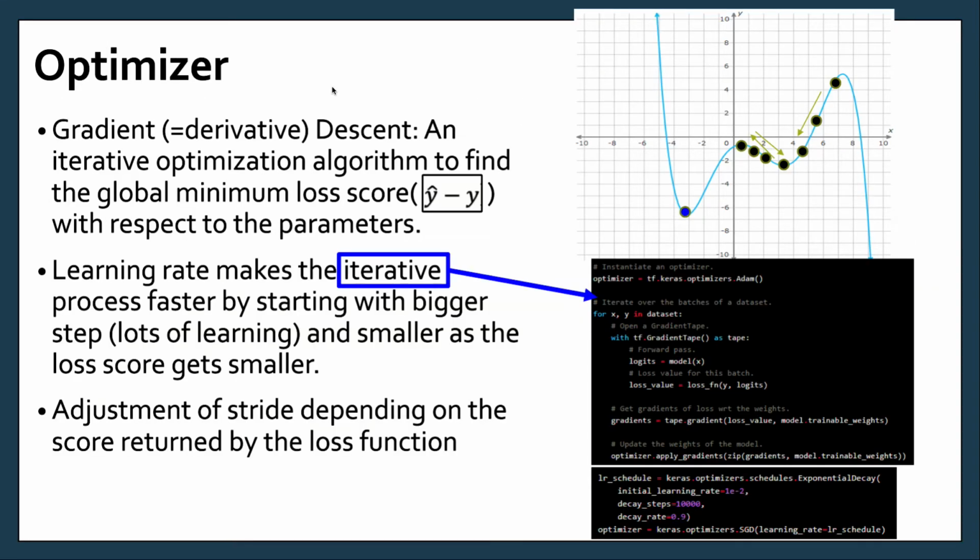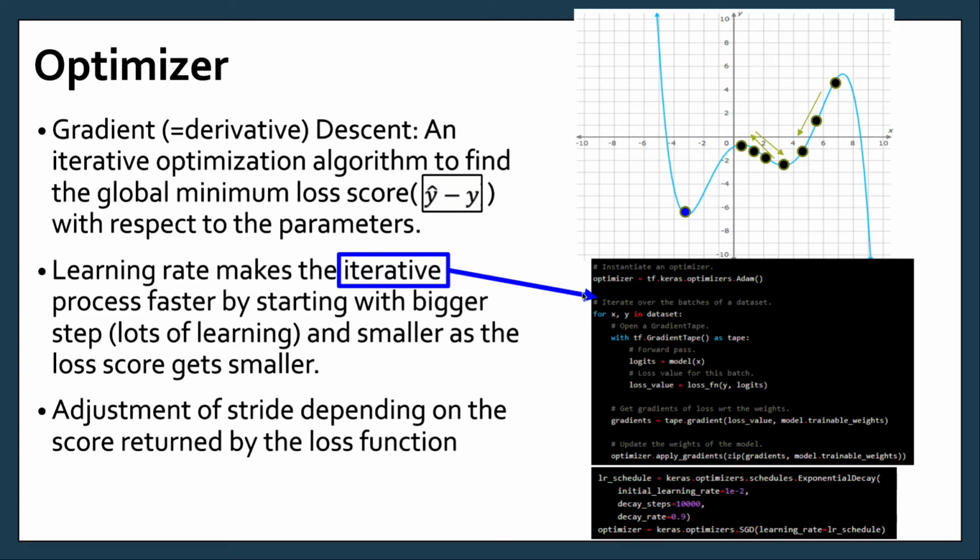So, optimizer, right? We mentioned the iterative optimization to find the global minimum loss score with respect to parameters, okay? Learning rate makes the iterative process faster by starting with bigger steps, lots of learning, and smaller as the loss score gets smaller. It adjusts the stride depending on the score returned by the loss function.